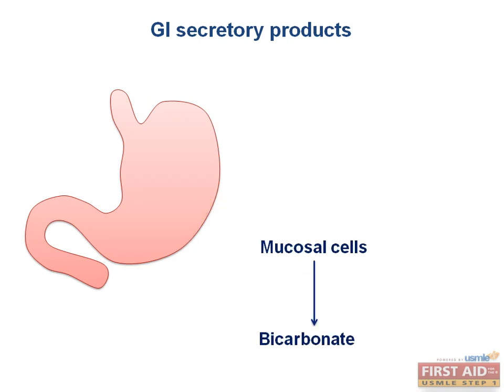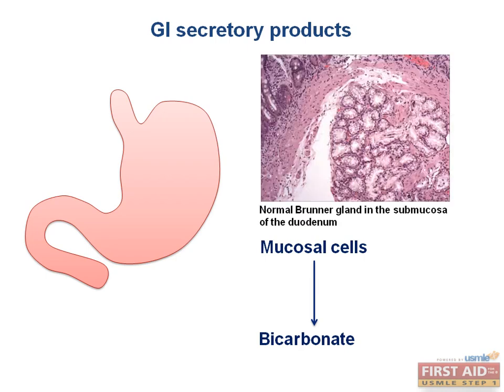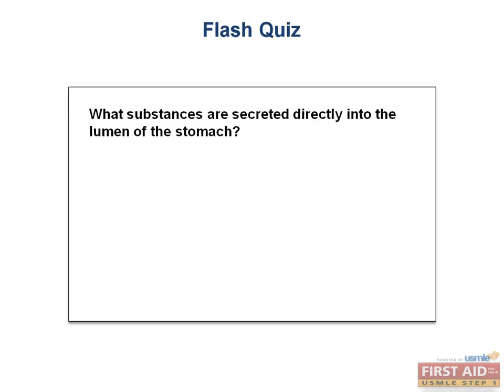Lastly, bicarbonate. Bicarb is produced in many different places, especially in the mucosal cells, and of course its purpose is to neutralize acid. This neutralizes the acid of the stomach so pH-sensitive enzymes can be activated. Bicarb secretion is stimulated by pancreatic secretion as well as biliary secretions.